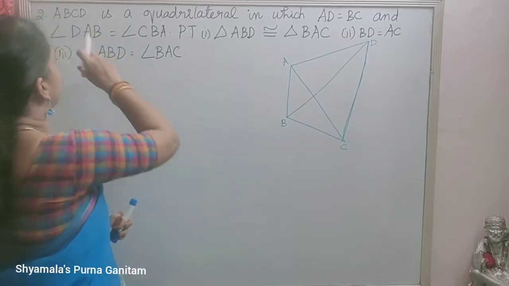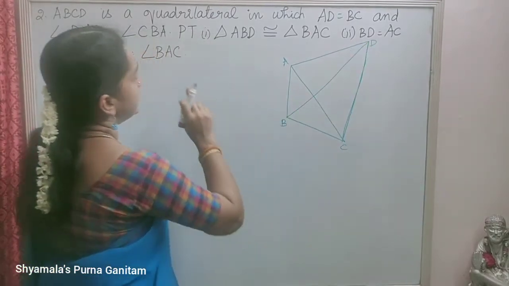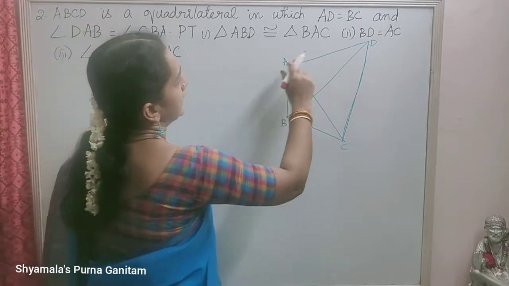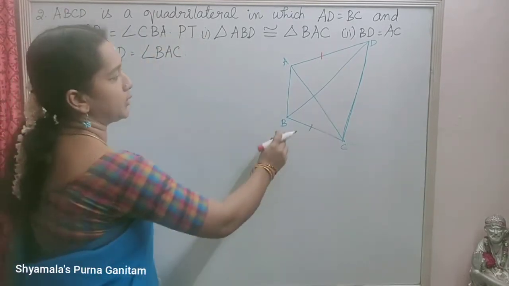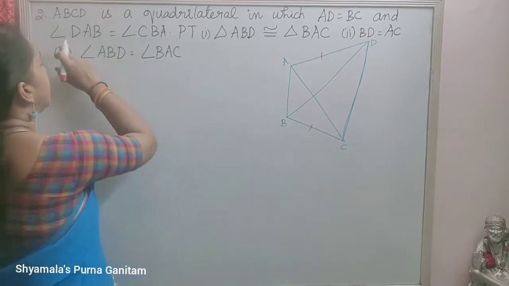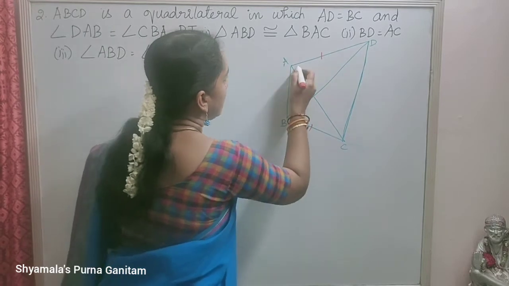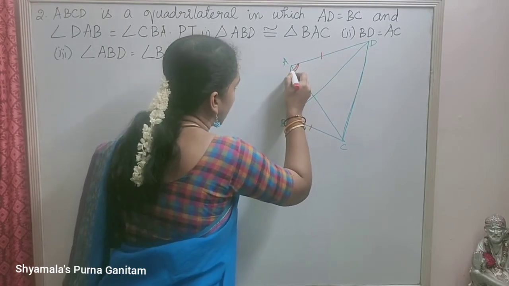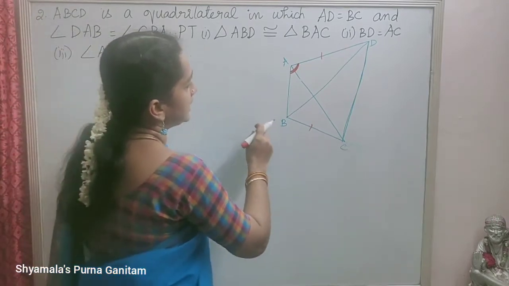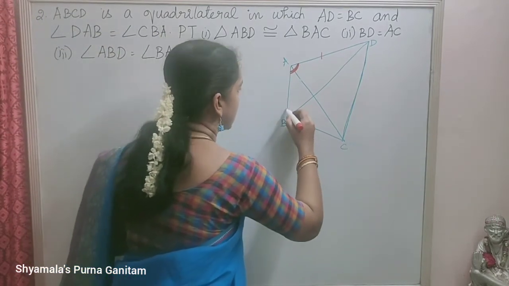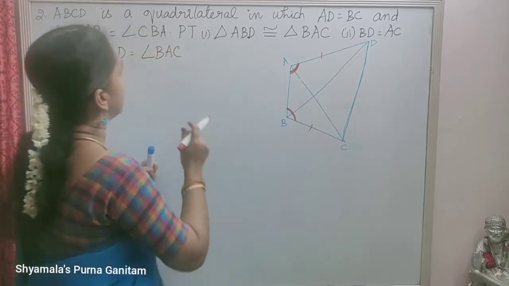Second sum: ABCD is a quadrilateral in which AD is equal to BC. So length of AD is equal to length of BC. And angle DAB is equal to angle CBA. So these two angles are equal.